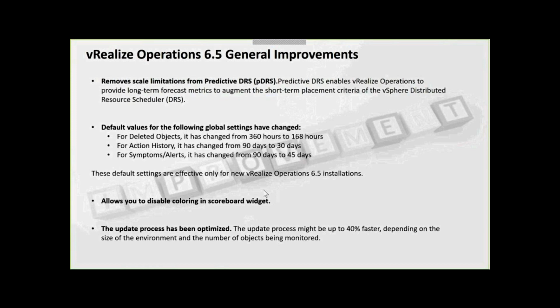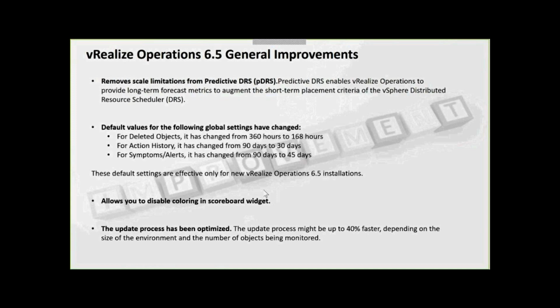There are certain changes on the global settings you might want to know about. The ones here are about deleted objects, action history, and symptom alerts. Out of the box with new deployments of 6.5, VMware has decided to change some of these retention policies to a lesser amount, and this will essentially help the performance and the space usage. But of course, these are buttons which you can click and change anytime you want.